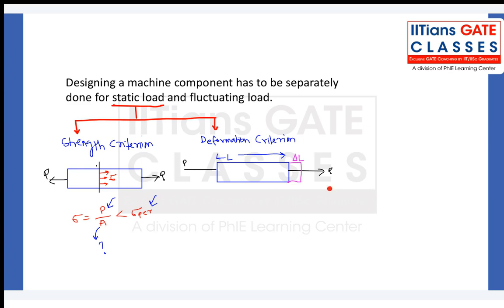I'm not getting into those concepts because they will be taught in strength of materials. So delta L can be given by PL divided by AE, where P is the applied force, L is the original length of the bar, A is the cross-sectional area, and E is Young's modulus of elasticity. That is again a property of the material.